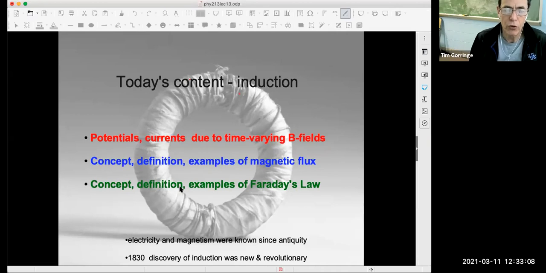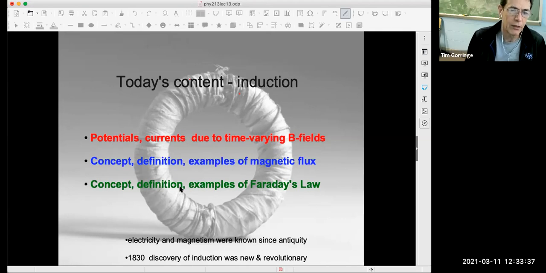Then we're going to move on to a law of nature that describes this completely new effect. And to write down that law, we're first going to talk about magnetic flux, what that is, and then we're going to write down Faraday's law for electromagnetic induction, see what that is. And so that's the basic plan for today, those three topics.